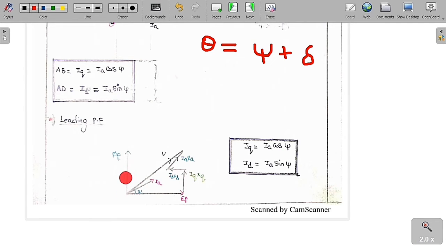Then you have to do a 90 degree positive phase shift in this direction. So this is ID into XD, and then we add IA into RA in the same direction as IA. If you add all these three vectors, we get V. So you can see clearly the value of V is always lesser than the value of EF in this case. In this leading power factor, V is lesser than EF. The quadrature current is IA into cos phi and ID is equal to IA into sin phi.